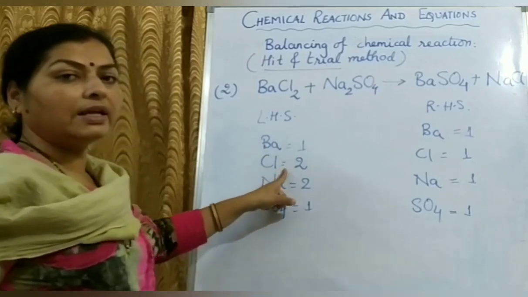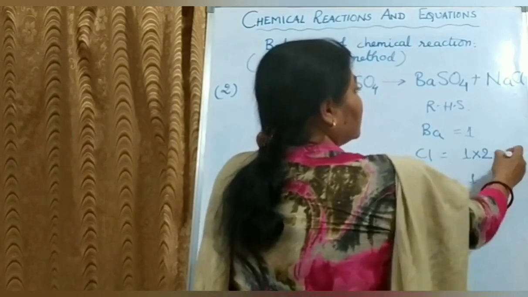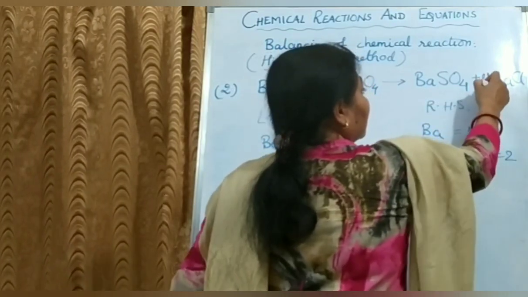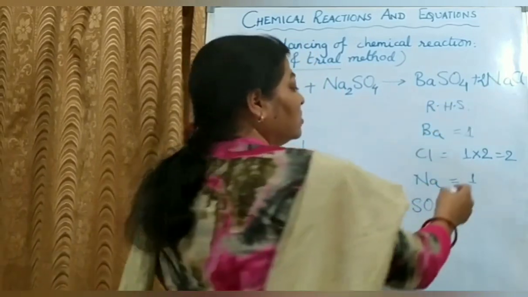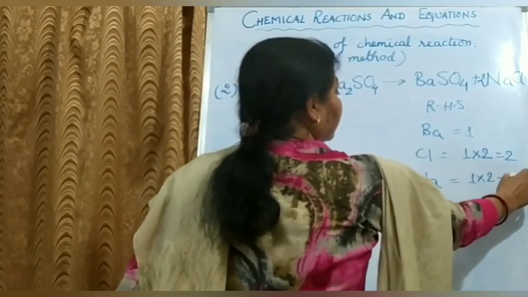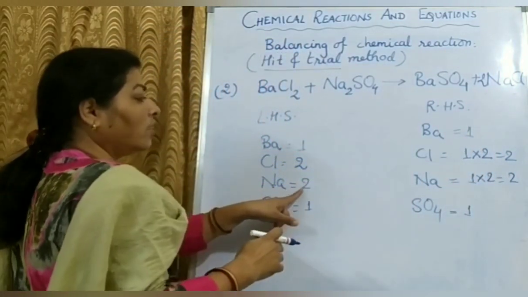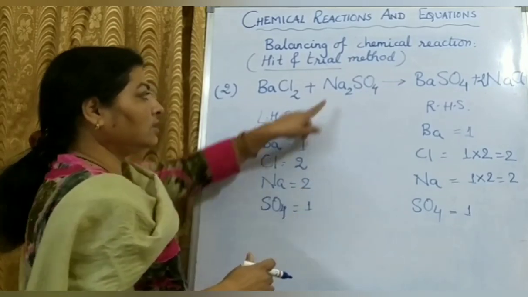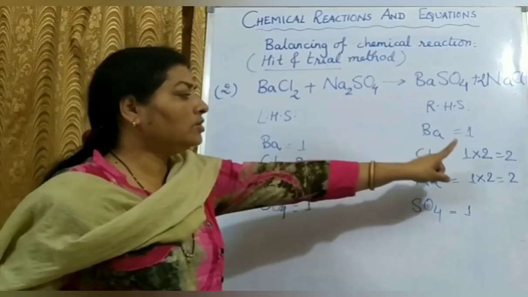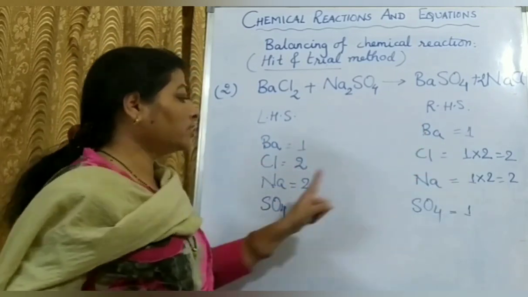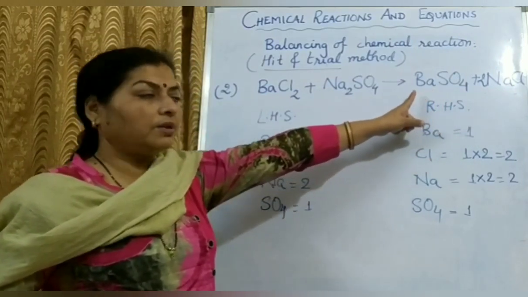So in order to make the number of chlorine equal, we multiply here by 2. It becomes 2. So we will put a coefficient 2 over here. Now by changing chlorine, sodium also gets changed. Here sodium is already 2, so we need not make any change. Now let us check once: barium 1 and 1, chlorine 2, 2, sodium 2 and 2, SO4 is 1 and 1. So this becomes a balanced chemical equation.